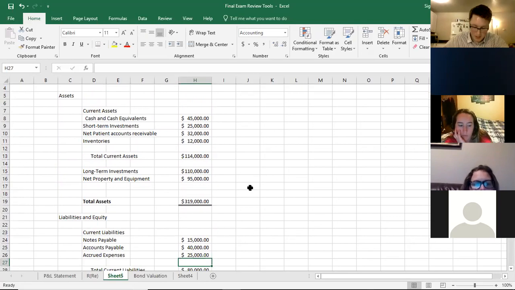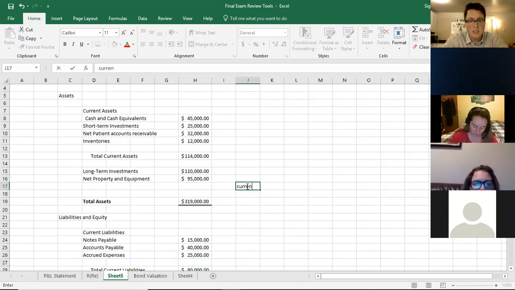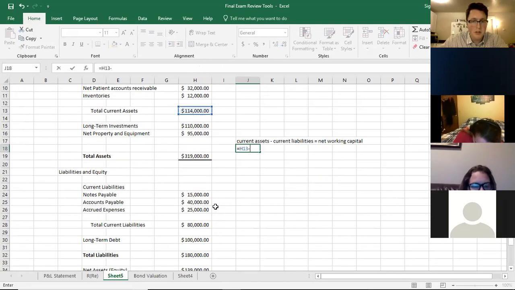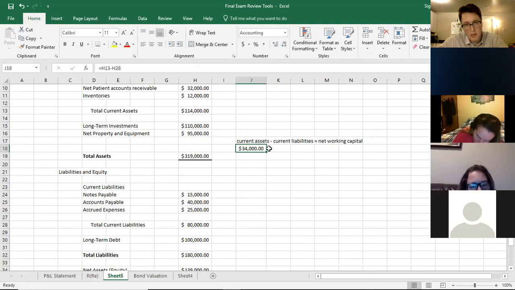From this, you do need to be able to take a couple of things. First is your net working capital, which is just going to be your current assets minus your current liabilities. So my current assets right there minus my current liabilities right there. There's my net working capital.